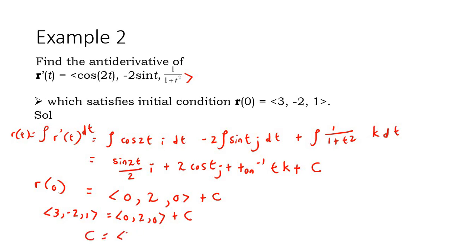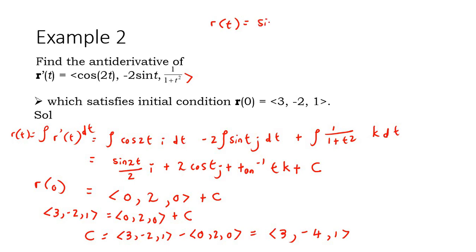C will be (3, negative 2, 1) minus (0, 2, 0). So 3 minus 0, we have 3. Negative 2 minus 2, negative 4. 1 minus 0 is 1. So C is (3, negative 4, 1). Once again, we got R(t), which will be, this is component I, J, K.